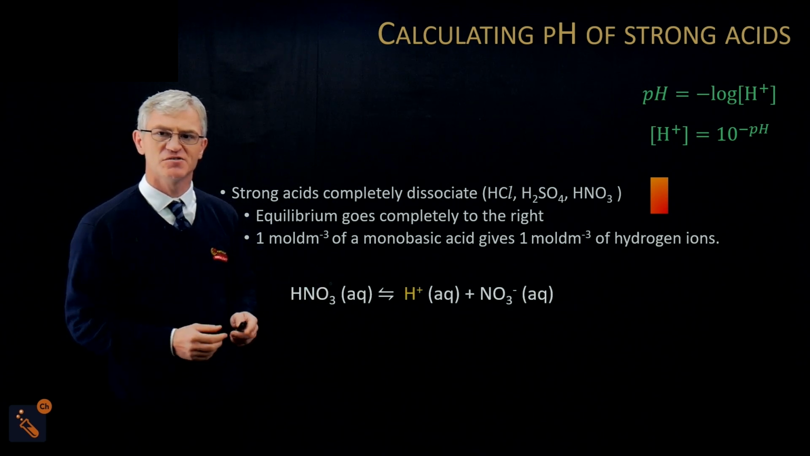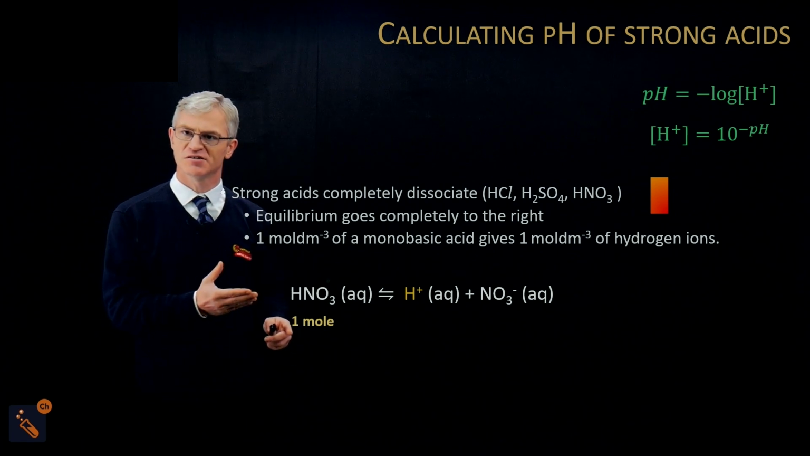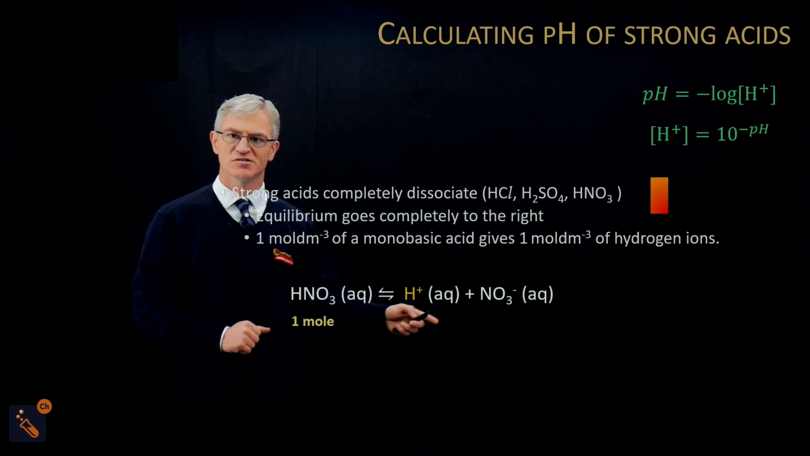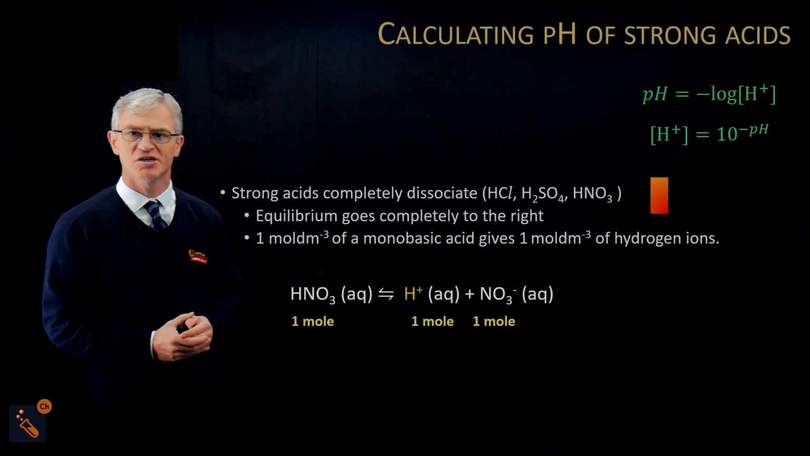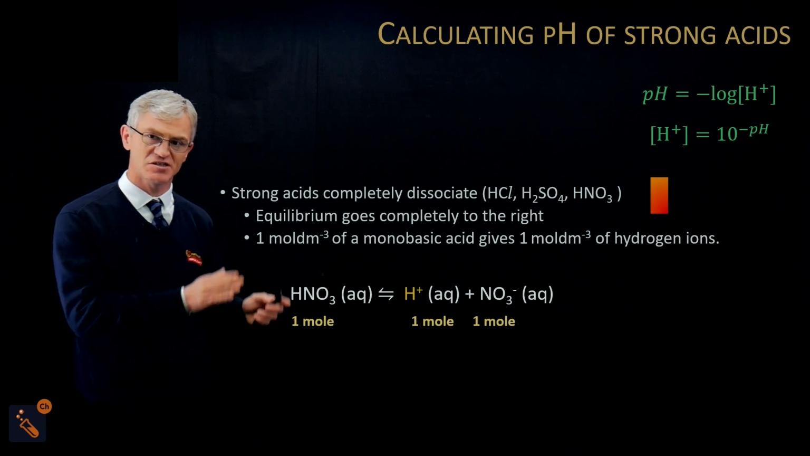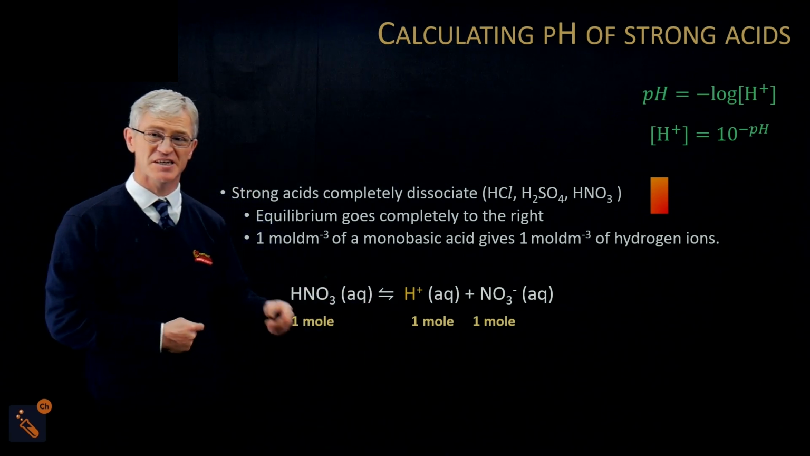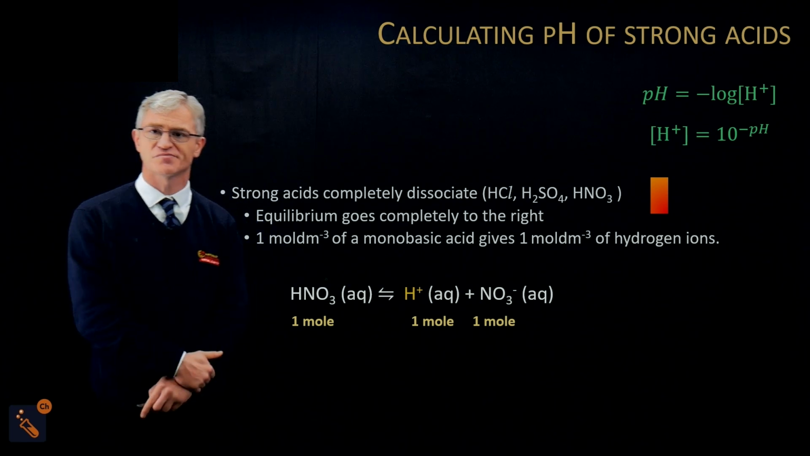So if we put that in equation form, we're going to say if we have 1 mole of this, it's fully dissociated. So all of this will be completely to the right, and it will fully dissociate to form 1 mole of this and 1 mole of the NO3 minus. Because it's fully dissociated, this 1 mole will turn into 1 mole of this and 1 mole of this. And essentially you'll have nothing left here. Okay, so 1 mole will give 1 mole and 1 mole.